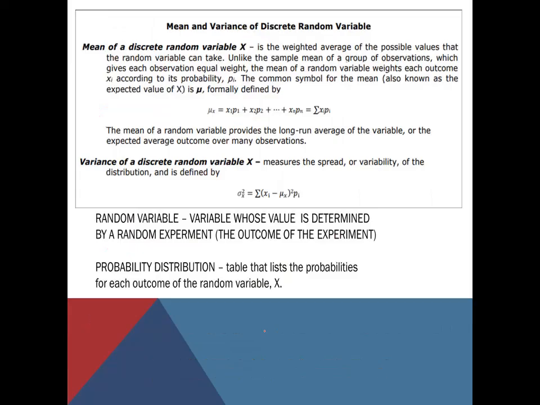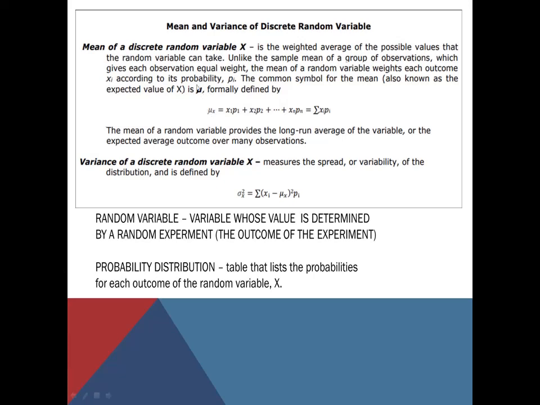Okay. So let's go through now the mean and variance of discrete random variable. So mean of a discrete random variable x is the weighted average of the possible values that the random variable can take. Unlike the sample mean of a group of observations, which gives each observation equal weight, the mean of a random variable weights each outcome x sub i according to its probability p sub i. The common symbol for the mean, also known as the expected value of x, is mu.